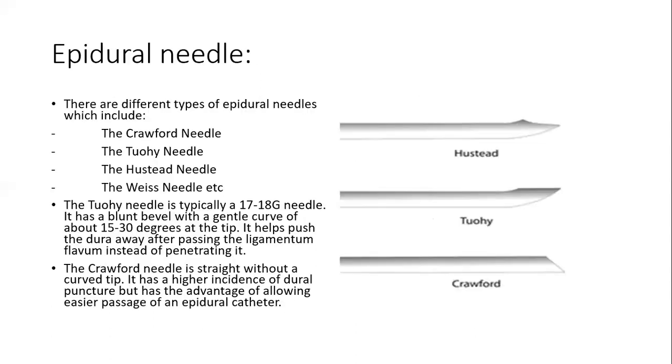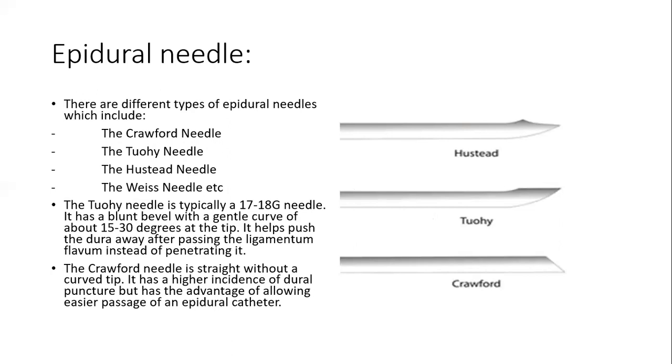Epidural needle. We do spinal anesthesia with a spinal needle and epidural anesthesia with an epidural needle, and there are different types. We have the Crawford, the Tuohy needle, the Holstead, and the Wyss needle. All right, and you have the diagrams on this side of the screen. The common one we use is the Tuohy needle.